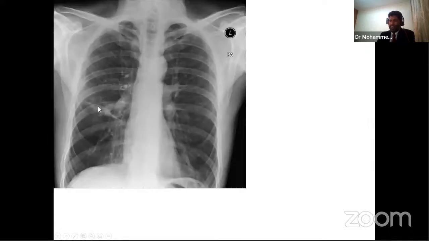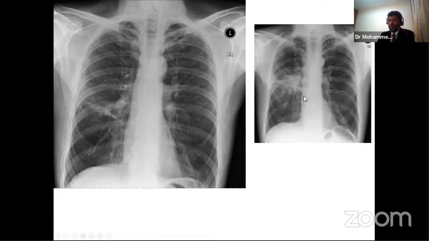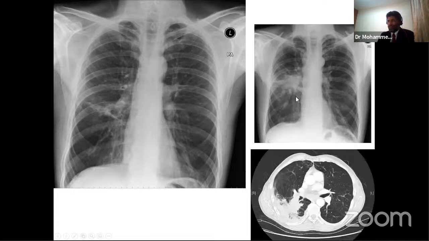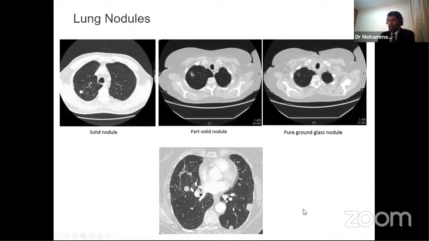This is another example of an ill-defined area in the right mid-zone. Probably this was dismissed as just an area of atelectasis or post-inflammatory changes, but over time this increased in size and this turned out to be a cancerous lesion.